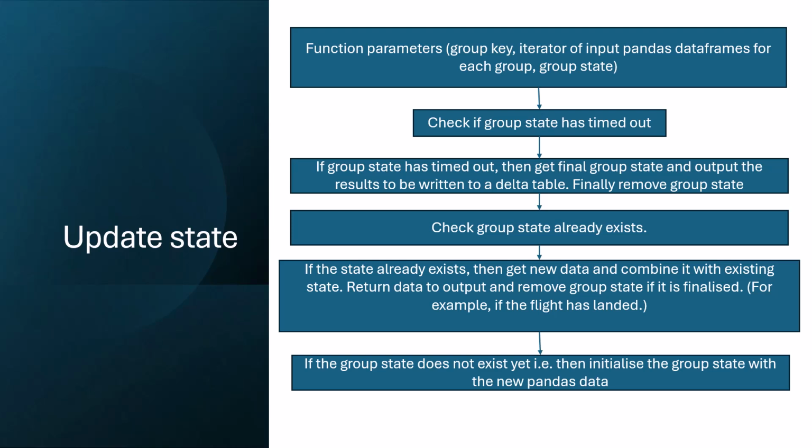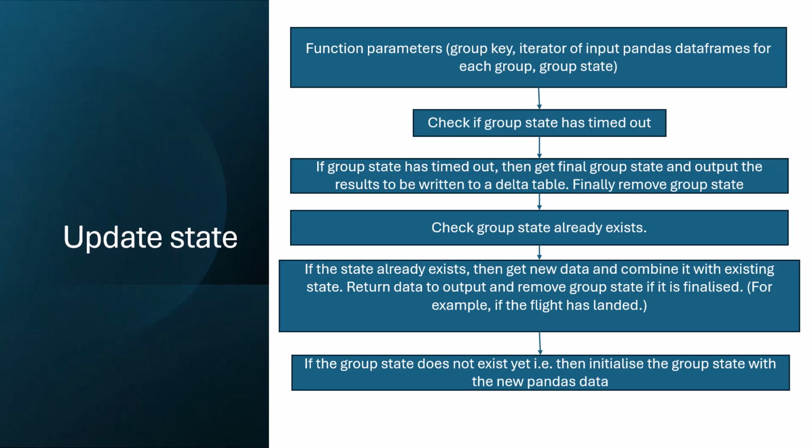When we write our updateState function, that's going to receive a few parameters. That will include a group key, that is the ID of our group, and then we're going to receive an iterator that will contain a collection of pandas data frames, and each of those pandas data frames will contain all the data for a particular group that we're interested in. And then finally we're going to receive the current group state, so that will contain the tuple that we want to update. Once we have received that data, the first thing we're going to do is to check to see if the group has timed out or not.